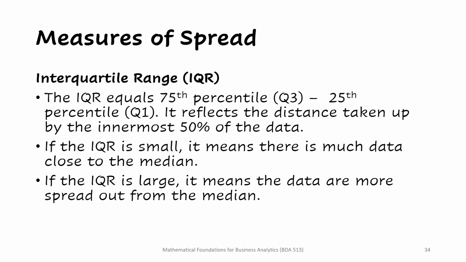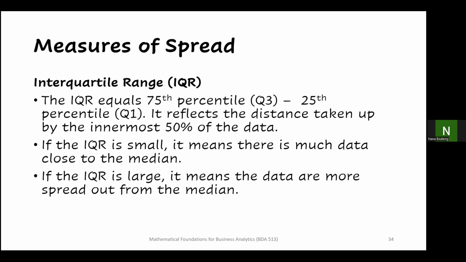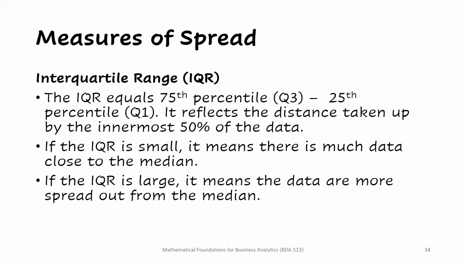The interpretation of whether something is large or small depends upon the kind of data that you have. There isn't a magic number that says when you have this number, it is small, or when you have this number, it is large. It is in the context of the data that you have. Also, whether large or small is good or bad depends on the data.